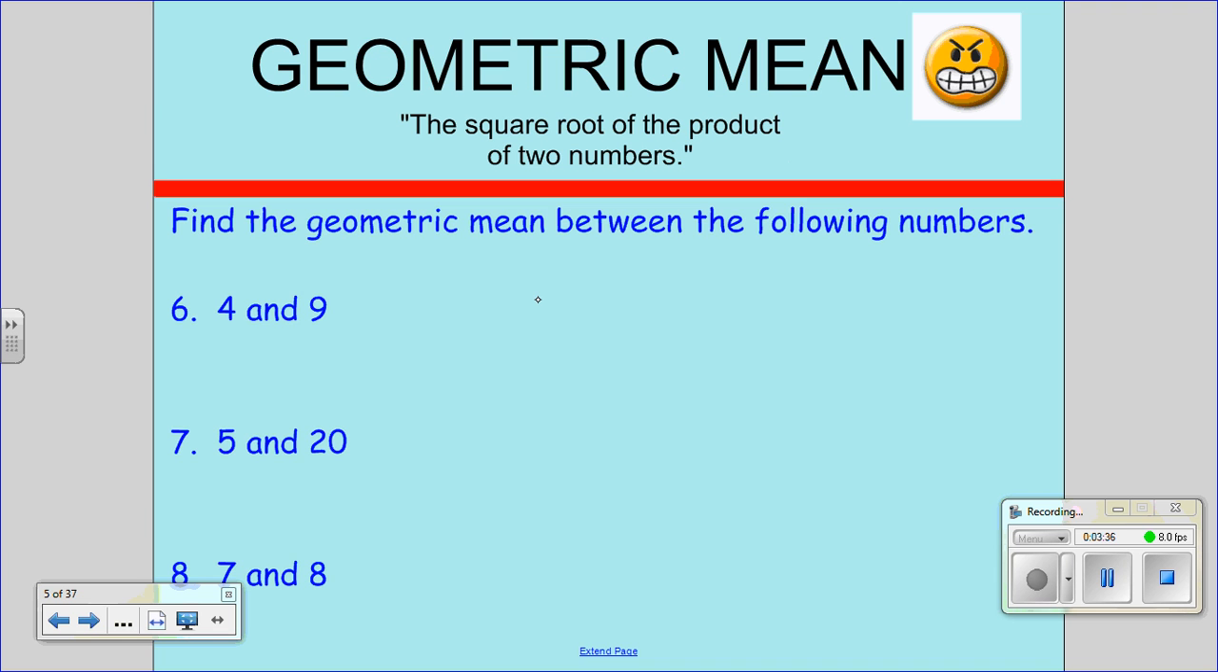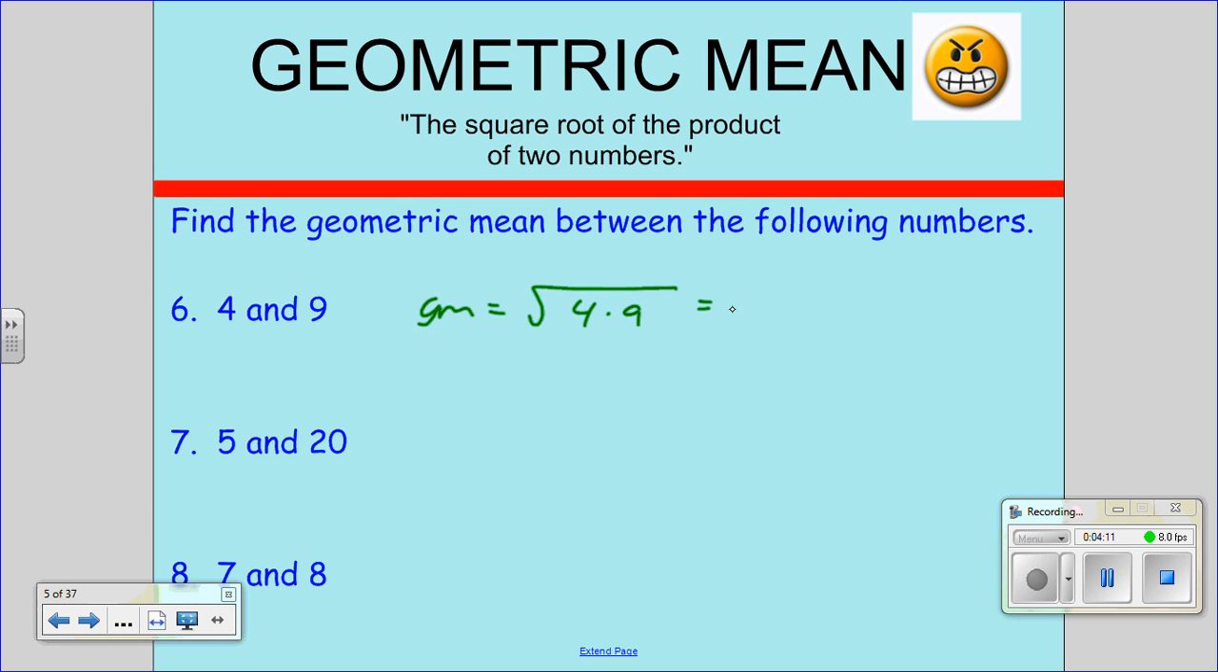Now we're going to talk about geometric mean. Geometric mean is the square root of the product of two numbers. So this next one wants us to find the geometric mean between the following numbers. The first thing we're going to do for number 6 is find the geometric mean between 4 and 9. So again, that means the square root of the product. Product means to multiply. So the geometric mean is going to equal the square root of 4 times 9.